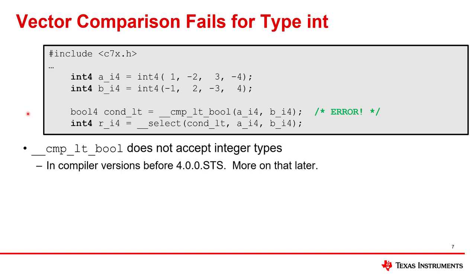Our example thus far used float vectors. What happens if you try to use int vectors? Well, it turns out you get an error at build time, provided you're using compiler versions before 4.0.0.sts. The next few slides are going to explain what's happening here and give you a way to do this comparison with integer types.